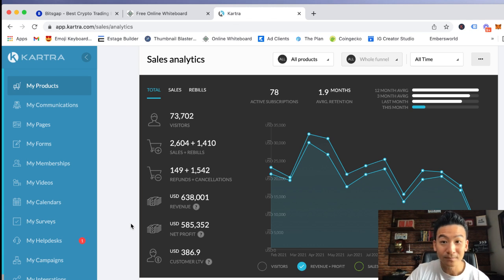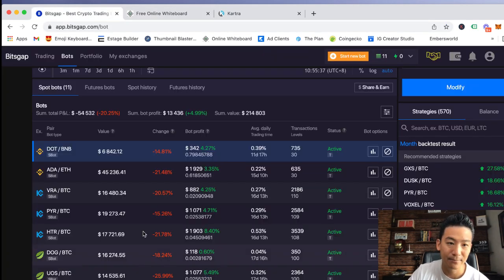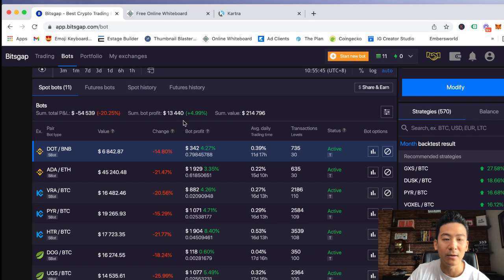So what I do now is I take this income right here, all right, and I reinvest it into things like Bitsgap, right? So now I take that money, I put it in here, and you can see I've got over $200,000 in here at this current time, right? And it's making me this money on autopilot on the side.